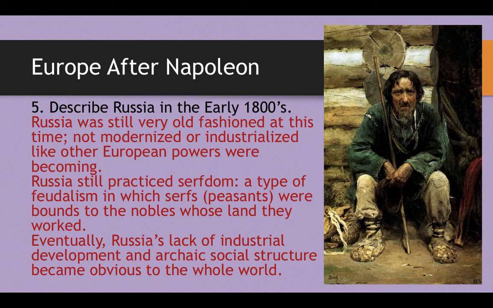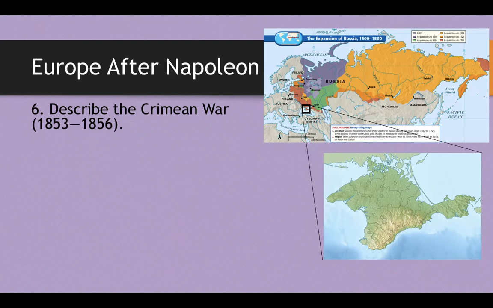Now, eventually, Russia's lack of industrial development and their archaic social structure became very obvious to the rest of the world. They said, what is up with this country, Russia? They're so big, they could be so powerful, but all of the other countries in Europe are modernizing, and they're just not. They're choosing not to. So it became very obvious to the rest of the world. And then came the Crimean War in the 1850s.